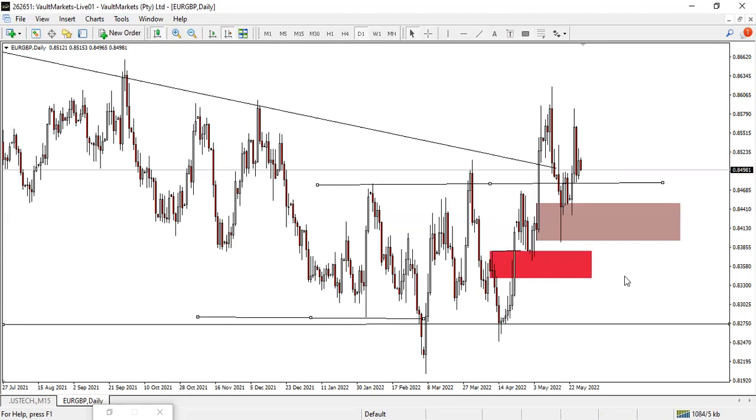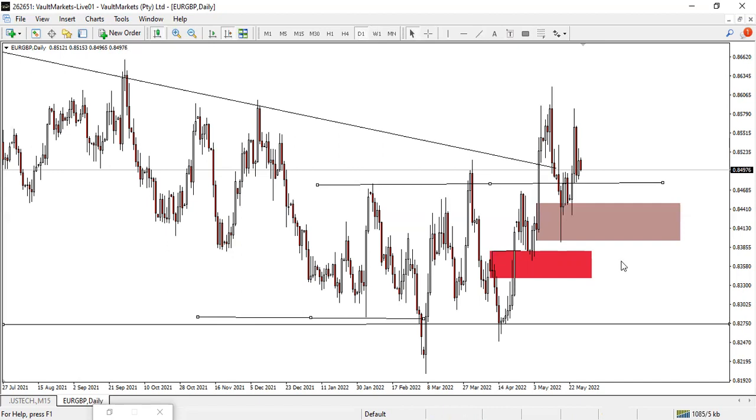So if ever you were trading this pair on a daily time frame, this was supposed to be your entry and the stop loss just below here. All right, so this was the first entry all the way up, and then this was the second entry. So price is pushing up.